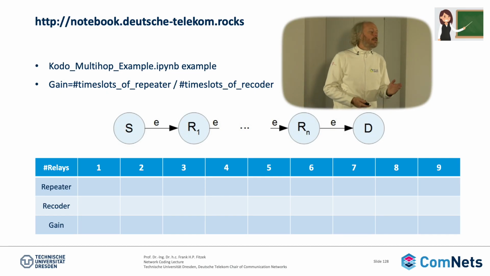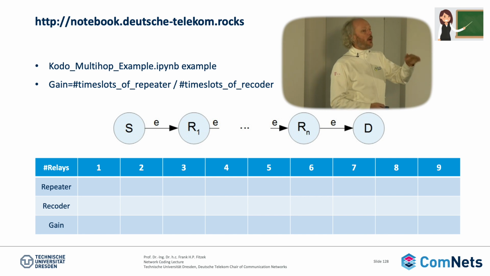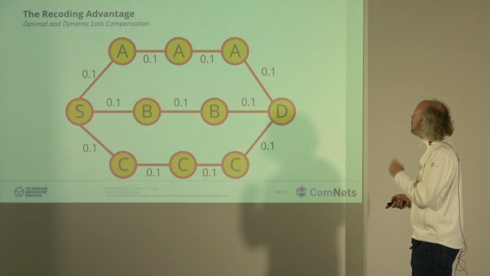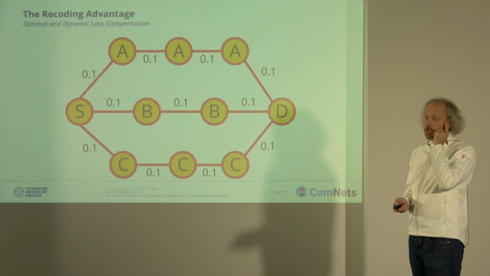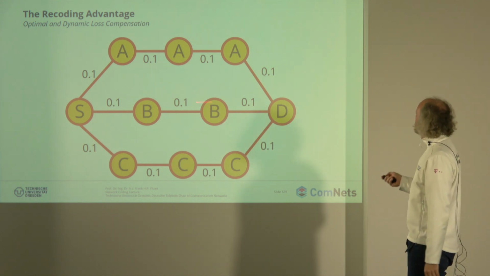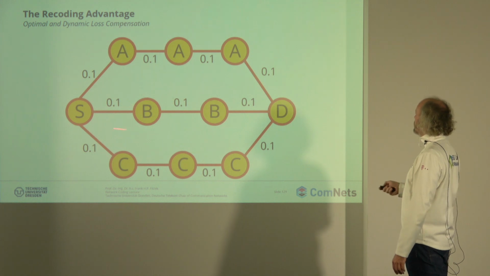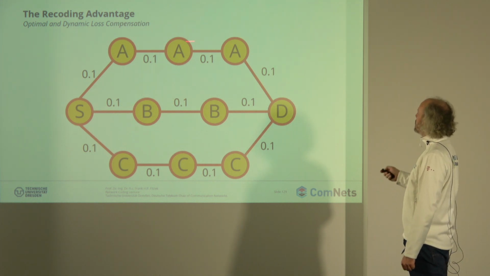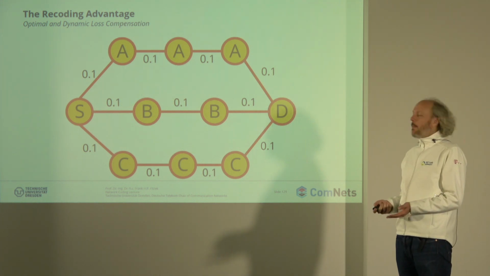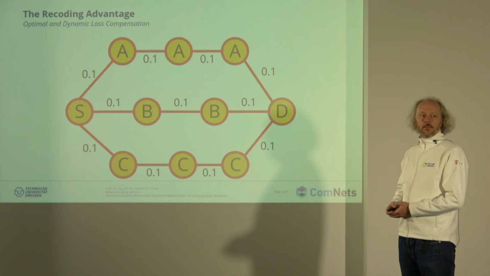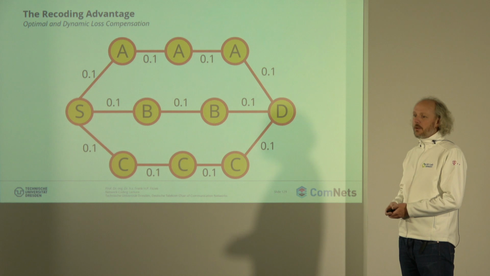But it's not only in the multi-hop. If you remember the gain where network coding shines, it's in multi-hop, but also in multipath. Here you see in another example, source and destination, you have something going over the A nodes, over the B nodes, over the C nodes down here, and you have some losses. So what is the capacity that you will see here? It's a question about min-cut, max-flow again.